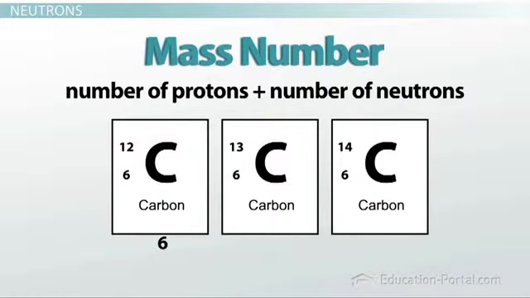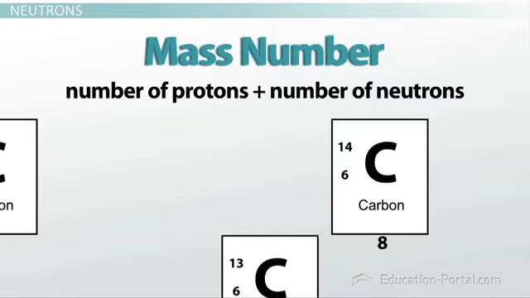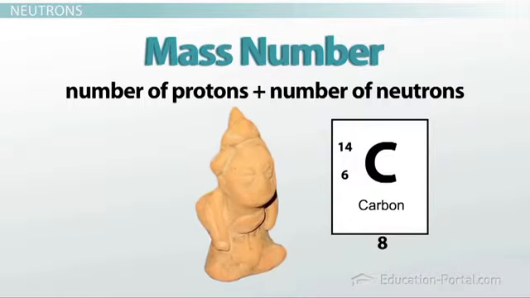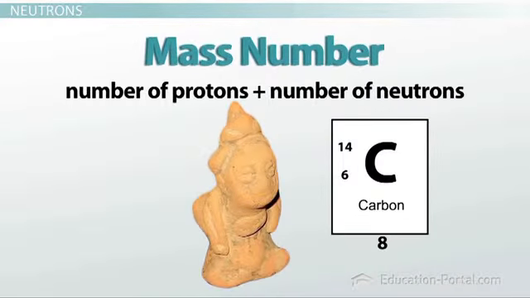Try the next one. How many neutrons does this carbon atom have? This one has 7, and the next one has 8. In this example, the carbon with 8 neutrons has the most unstable nucleus. This is the isotope that's used in carbon dating to estimate how old an ancient artifact is.